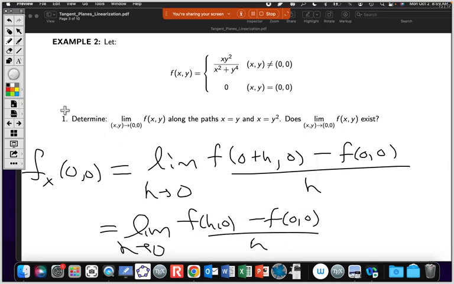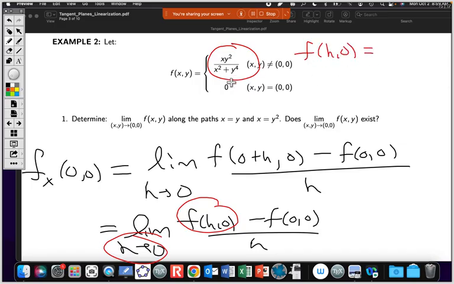And let's see what would happen. For the first term, h is only approaching 0. It's not actually 0. So I'd be using this. So if I plug in f of h comma 0 to this, what am I going to get? Well, I'd have h times 0 squared over h squared plus 0 to the fourth. And so that numerator there would be what? 0, but the denominator would be h squared. And since h is approaching 0 but not actually equal to 0, I could go ahead and simplify that to 0. So this is going to be 0.